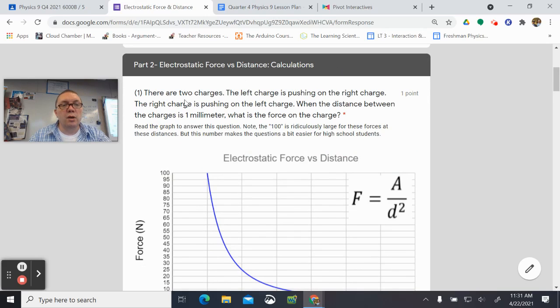So here, this thing says there are two different charges. The left charge is pushing on the right. The right charge is pushing on the left. They're not in contact. They're just in an area, and their electric fields are interacting with each other. And the distance between the charges is just 1 millimeter, a fairly small distance. What is the force on the charge? Now, a couple of things first. I'm going to say a thing and then come back to the question.